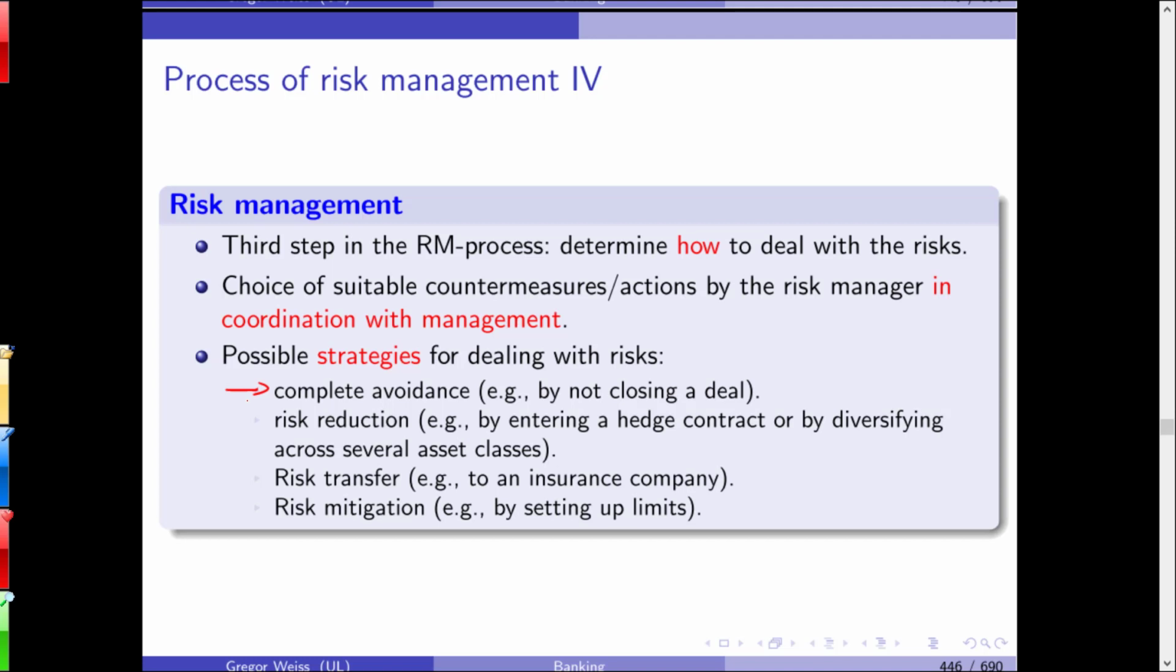Or you can mitigate risk, for example, by setting up limits. If you are a trader in the derivatives office, I can simply install a limit and say you are only allowed to have an open position up to 1 million euros. Everything beyond that has to be closed immediately at the end of business. And you have a trading limit, and you can mitigate your risk to some extent.